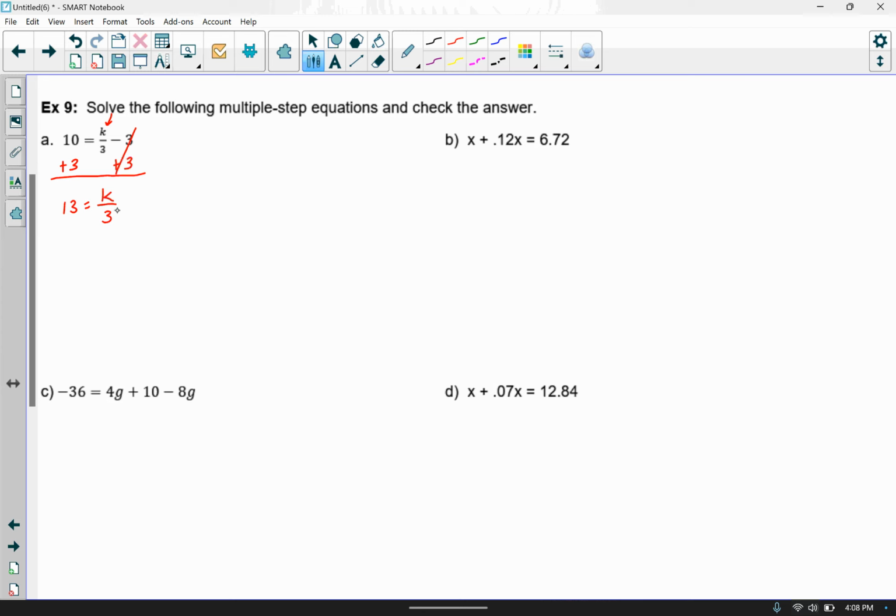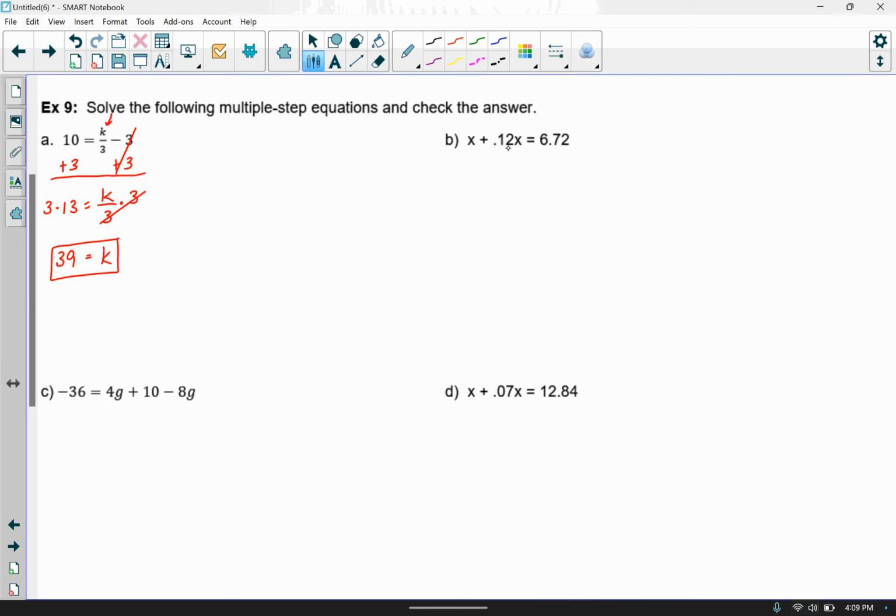Last step, I want to get that k all by itself. Right now it's being divided by 3, the opposite of division, multiply. Whatever you do to one side, do to the other, keep it balanced. So that cancels out, just leaves me with k. 13 times 3, 39. Final answer. And again, you can still go back and check yourself. And then I can verbally say it. 39 divided by 3 would give you 13. 13 minus 3, sure enough, is 10. Okay. Let's move over to B.